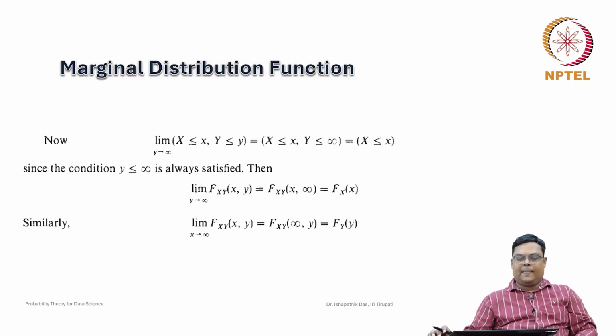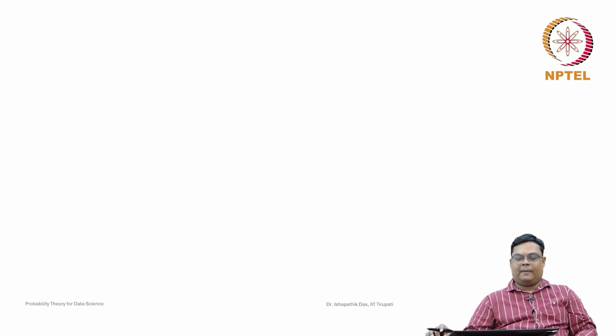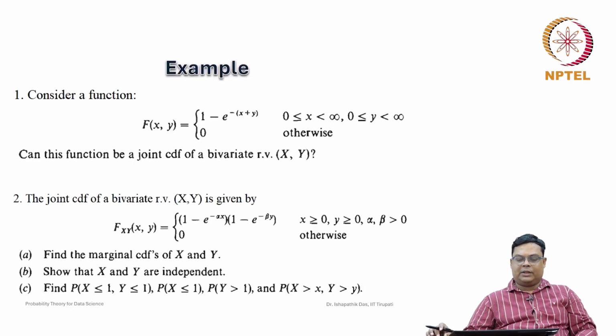So, that is the method of finding the marginal cumulative distribution function when the joint cumulative distribution function is known to us. This is the result: if you take y going to infinity, the condition X less than or equal to x is always satisfied, and you get F_XY(x, y) tending to F_X(x). Similarly, if you take x going to infinity, you will get F_Y(y). So, this is the concept of how to find the marginal distribution function. Let us discuss some examples.